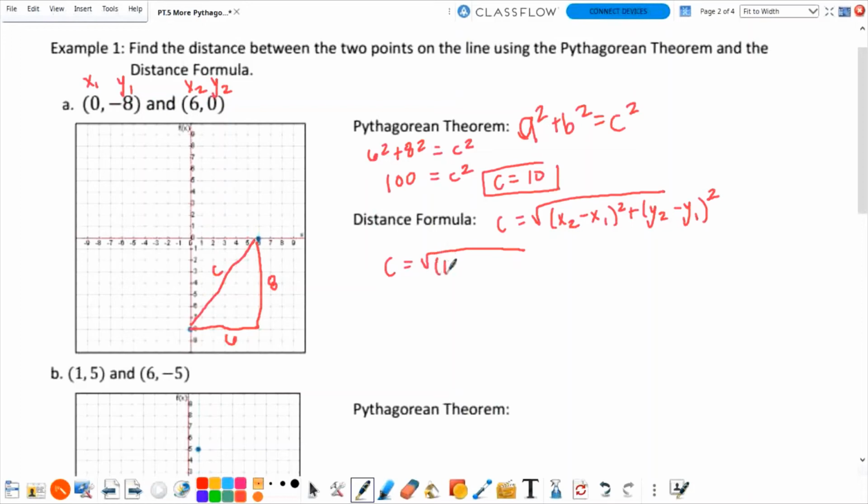So we're going to have 6 minus 0 squared plus 0 minus -8 squared. Okay, and you can plug this entire thing into your calculator, and once again, you'll get the square root of 100. So c equals 10.